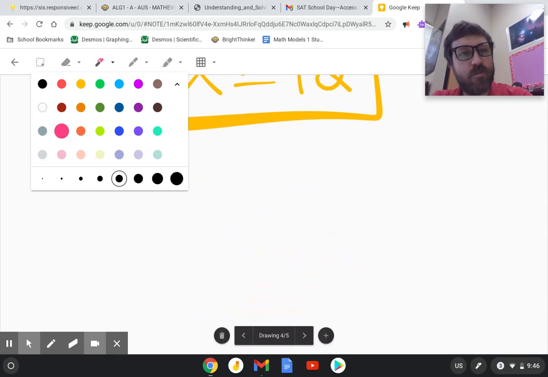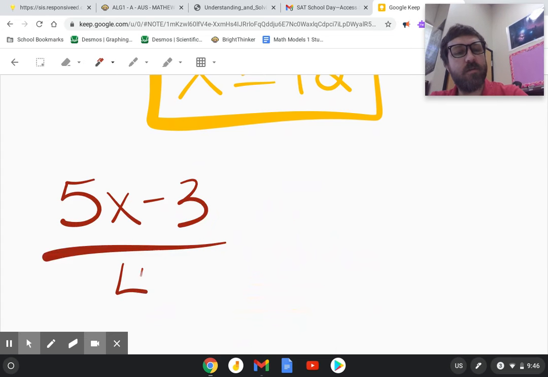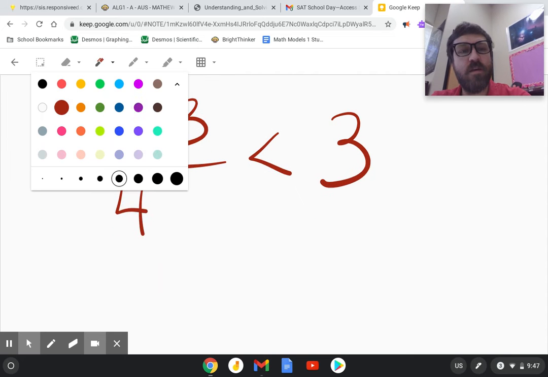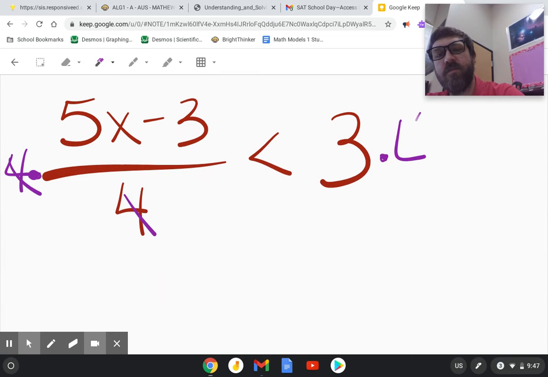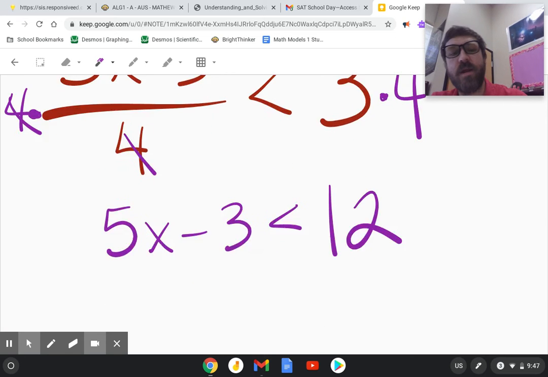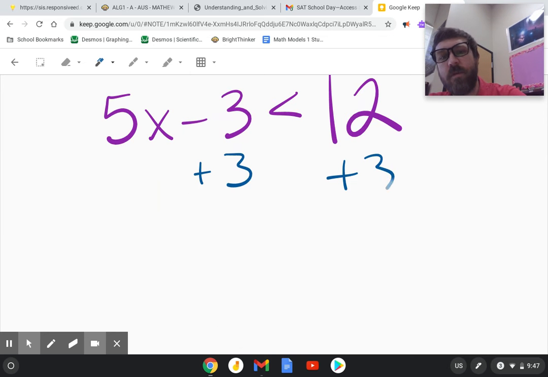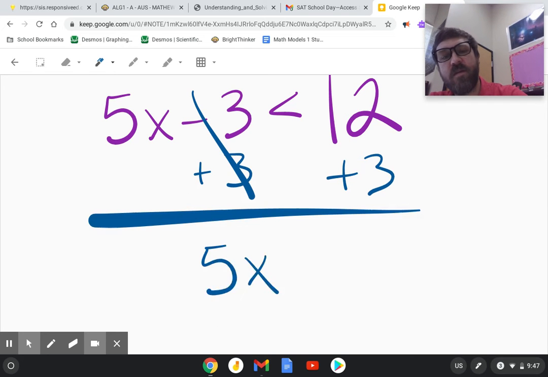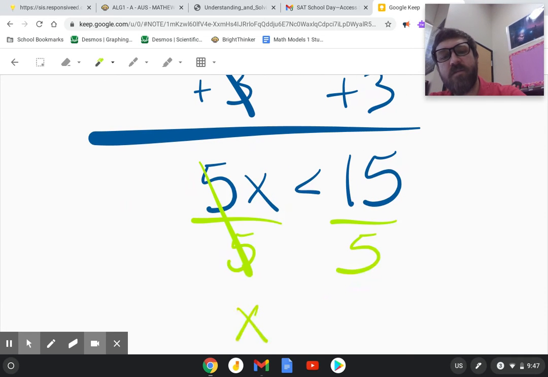All right, let's do one more example, just so you can see all the different types of problems you might come across. Okay, in this one, we actually need to multiply by 4 first. So that cancels that out. Multiply by 4 on both sides. And we get 5x minus 3 is less than 12. There was no division by a negative, so we just keep going. And now we just have two steps to solve. We're going to add 3 to both sides. 5x is less than 15. Divide by 5. Divide by 5. x is less than 3.